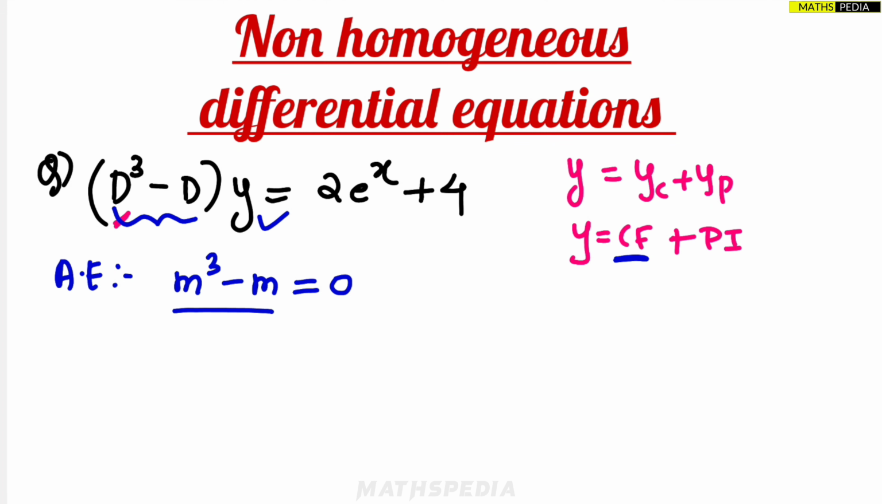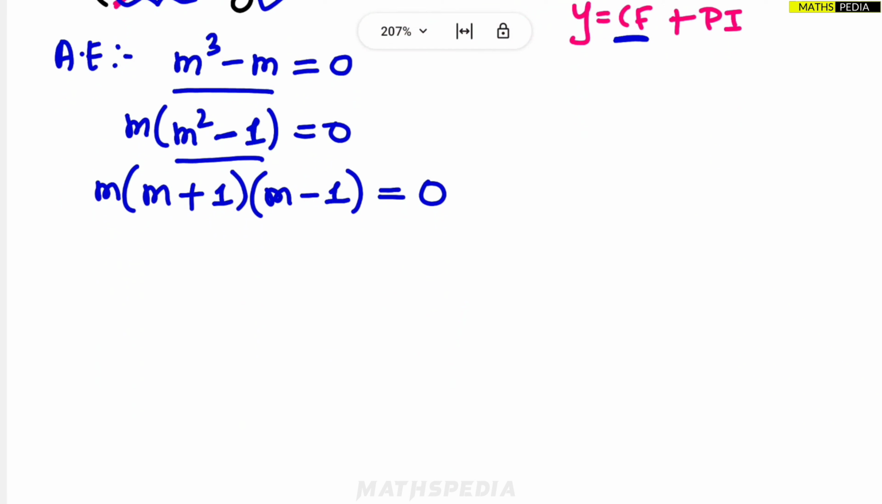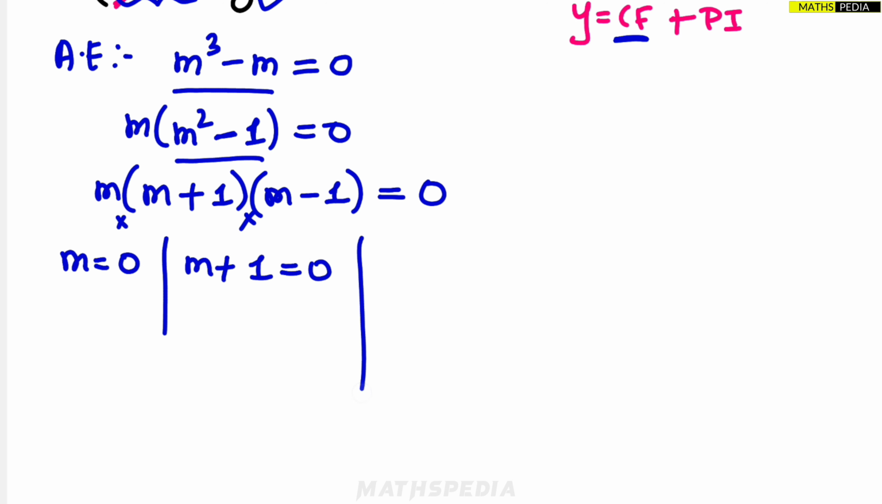Basically here you can see m cube minus m. If you take m common, it is m into (m square minus 1) equal to 0. Since this part is of the form a square minus b square, it will become (a plus b) into (a minus b), equal to 0. Now these three factors are in multiplication form, so I can write m is equal to 0, m plus 1 is equal to 0, and m minus 1 is also equal to 0. From this, m is equal to 0, from this m is equal to minus 1, and from this m is equal to plus 1.